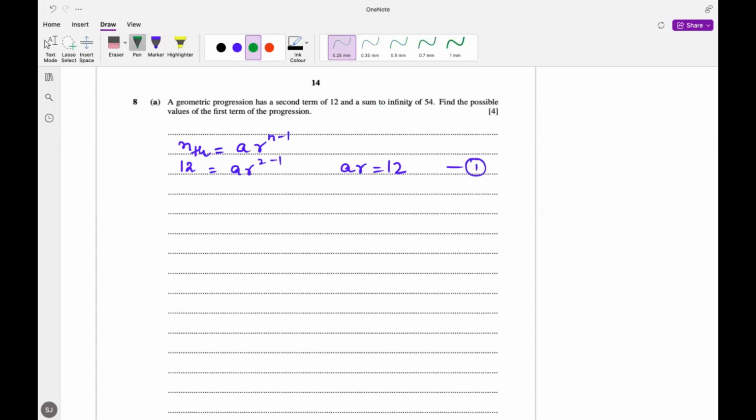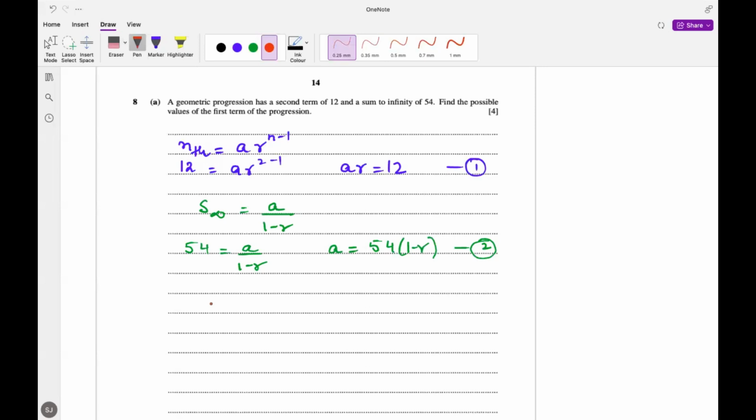We have been given the sum to infinity as 54. The formula for the sum to infinity is a upon 1 minus r. So this can be written as 54 equals a upon 1 minus r. We can rearrange it to make a equals 54 into 1 minus r. And this is our second equation. Now we'll use this value of a from the second equation, a equals 54 into 1 minus r, and substitute it into the first equation.